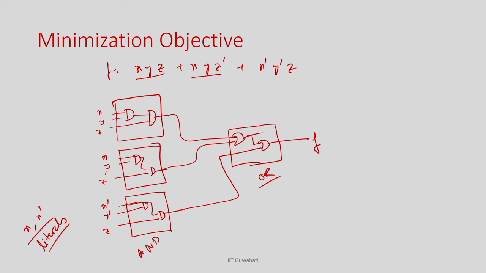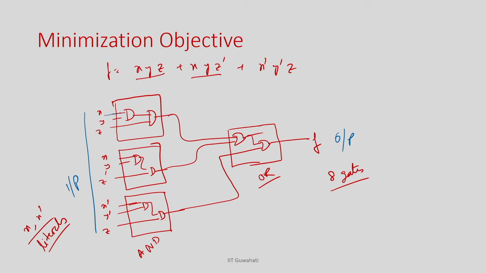Now, to implement this function, how many gates do we need? 6 plus 2 is 8 gates, right? And what about the delay? What is the delay? It's basically the time you need to compute the output, right? You can think there are multiple paths here. In this particular circuit, these are the inputs and this is your output, and many paths are there, right?